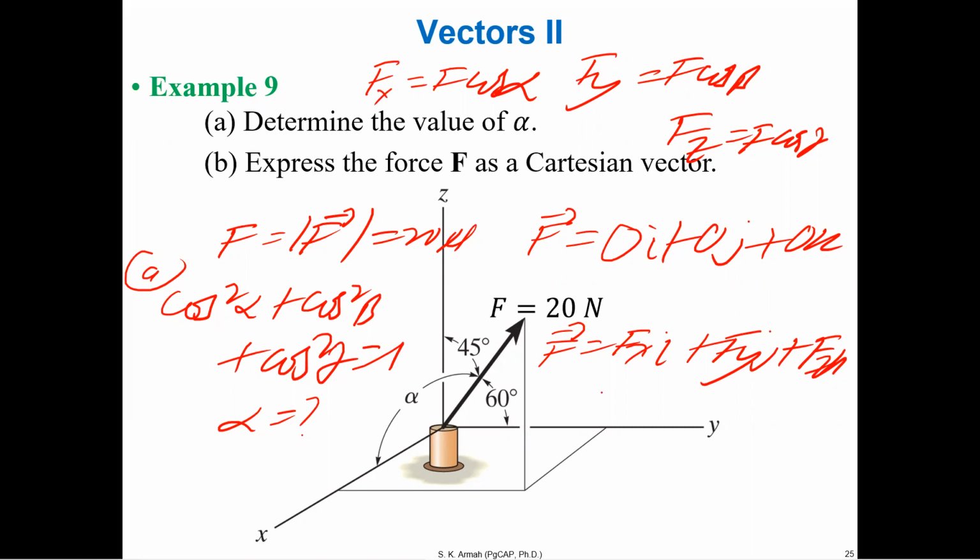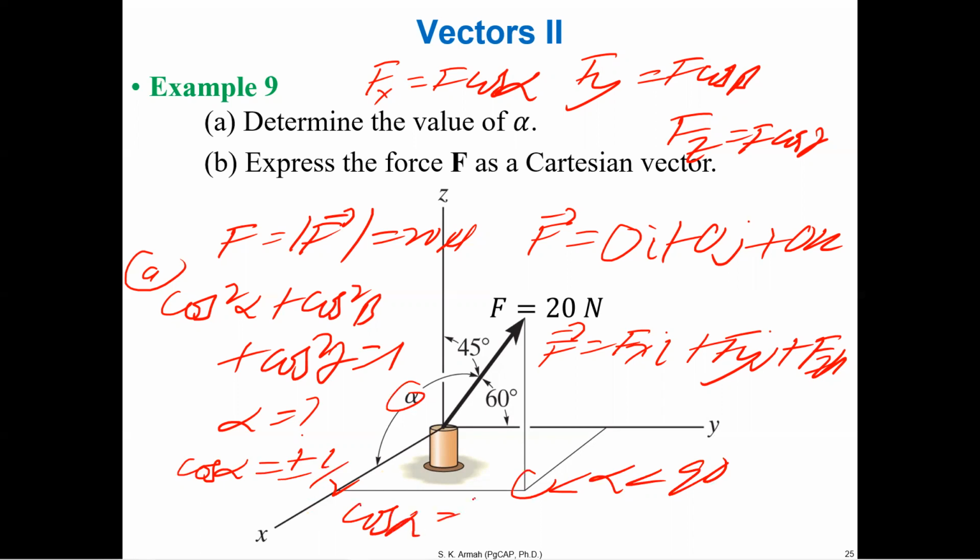So I was saying the vector is in the positive side of x, positive side of y, and positive side of z, so this alpha is acute, that is between 0 and 90. I remember in class, I took the square root, and cosine alpha equals plus or minus 1/2. So we took cosine alpha equal to half, and then alpha is 60 degrees. Then you just put it in this formula.